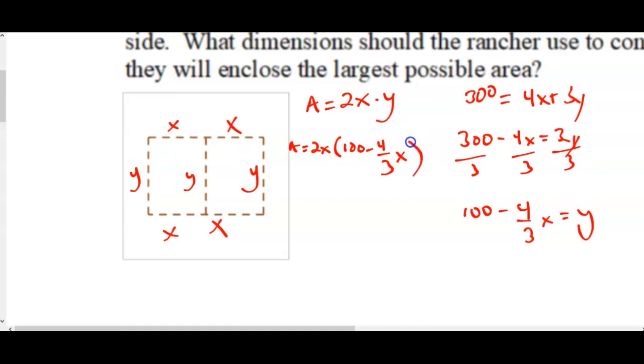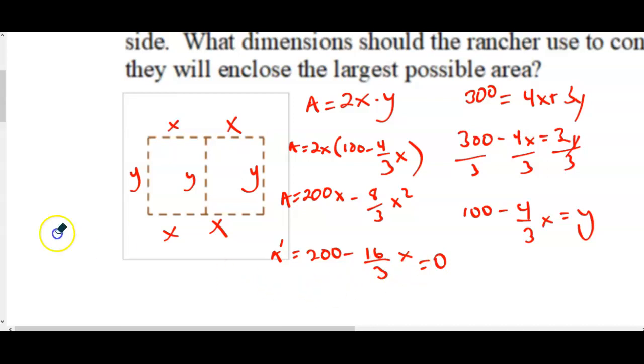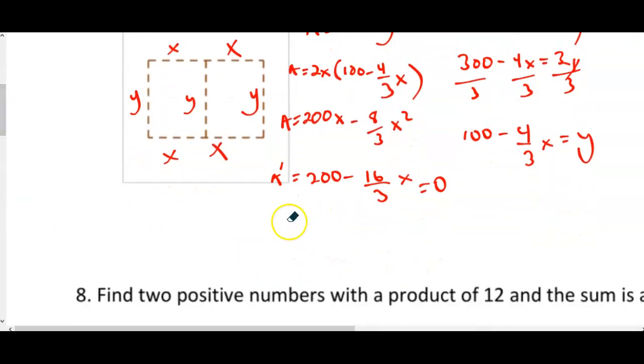Plug that in right there. Distribute the 2x. So you get a equals 200x minus 8 over 3x squared. So then we find the derivative of that. 200 minus 16 over 3x, like that. And then we set it equal to 0. We're going to add that over right there. So, I'm sorry, 200 equals 16 over 3x, like that.